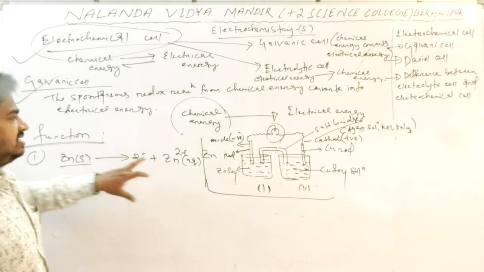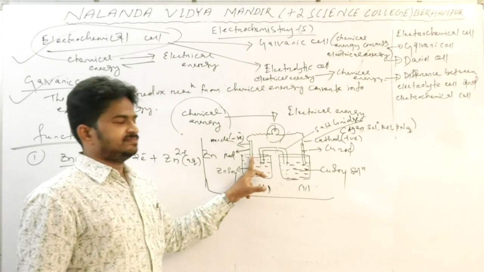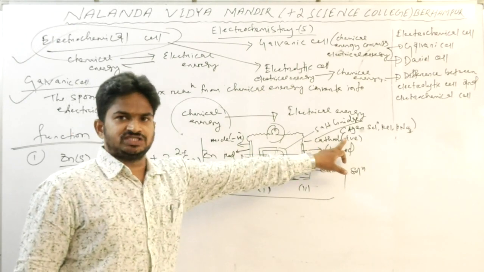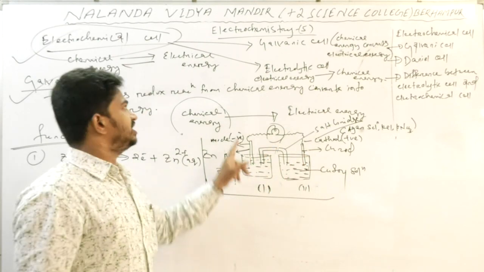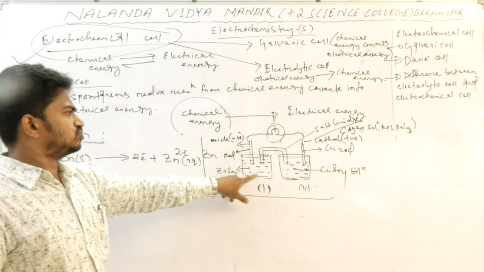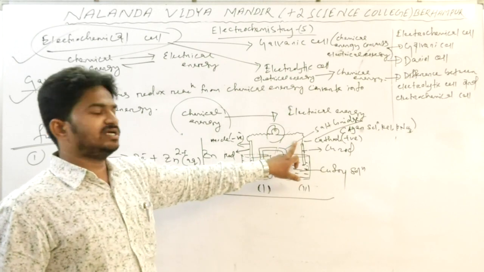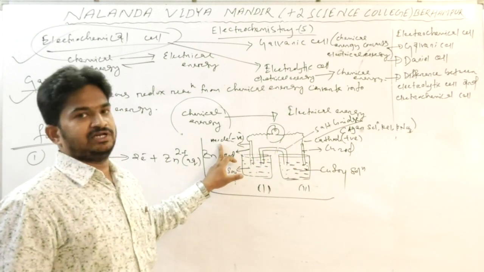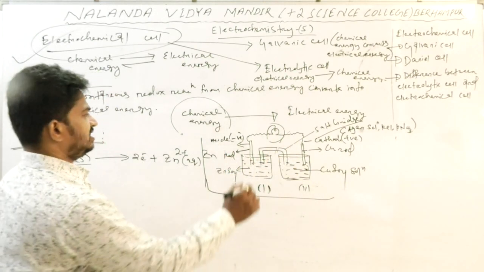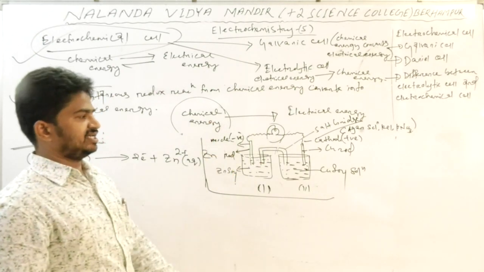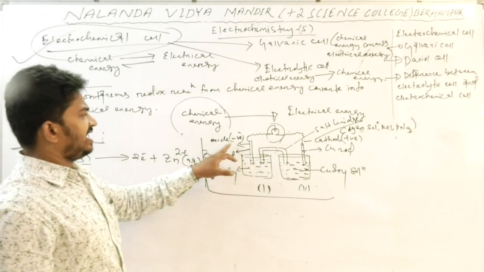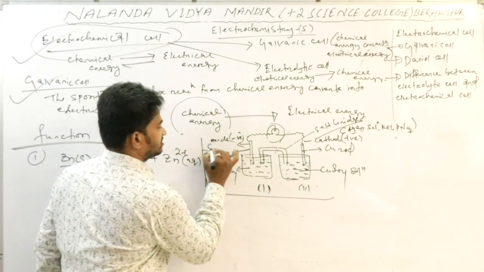In a galvanic cell, anode is negative and cathode is positive, but it is totally opposite to an electrolytic cell. In an electrolytic cell, the cathode will be negative and anode will be positive. So in a galvanic cell, anode is showing negative charge and cathode is positive charge. In the anode, it shows oxidation.